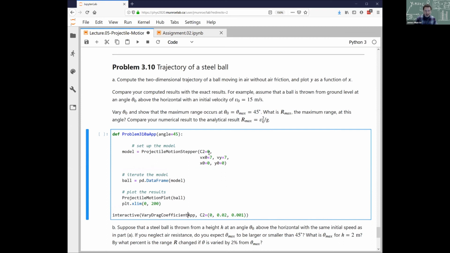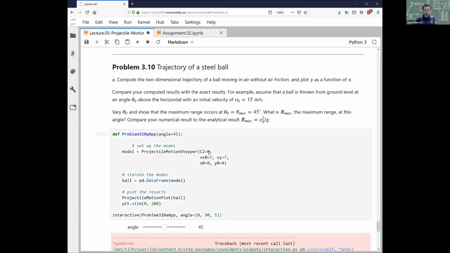And what I want to do as an application is I want to vary, for this problem, 310 app, the angle. Well, what are good angles? I want the angle to be as small as 0, as big as 90, and let's do this in 5-degree increments all the way through. And now we check. We see whether or not this program works at all.